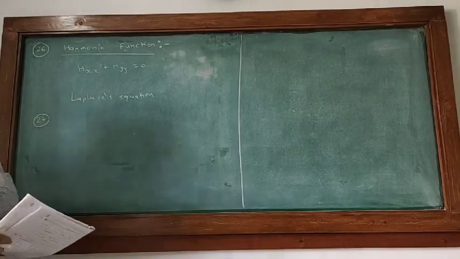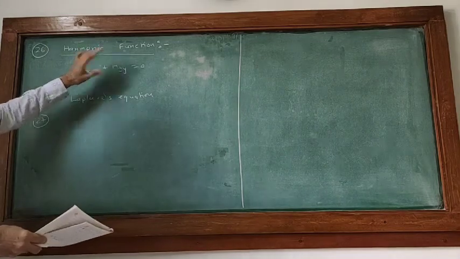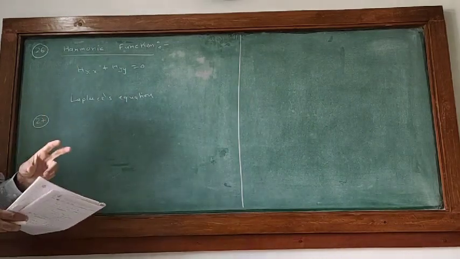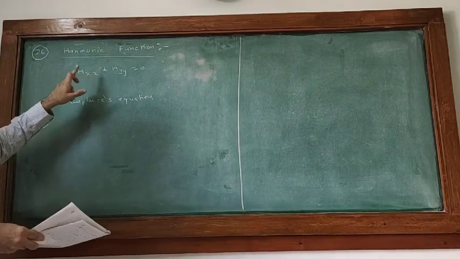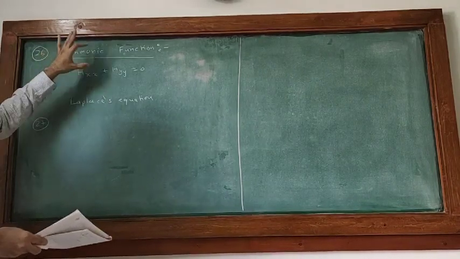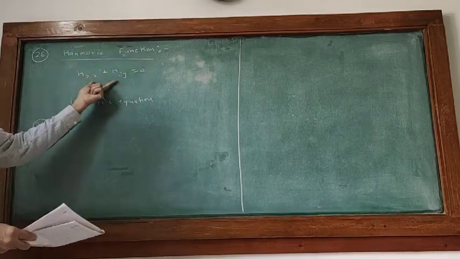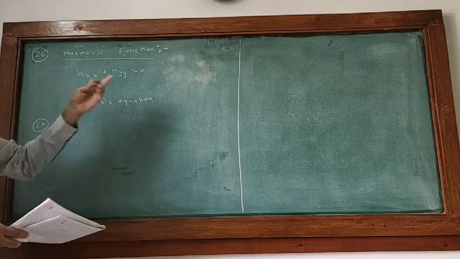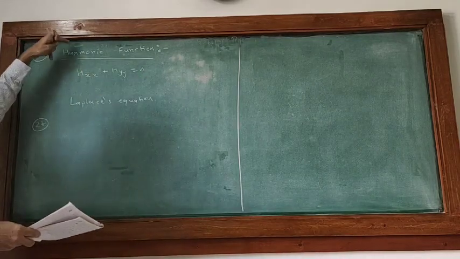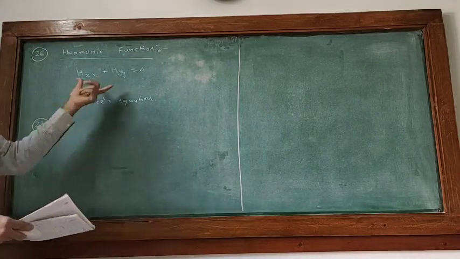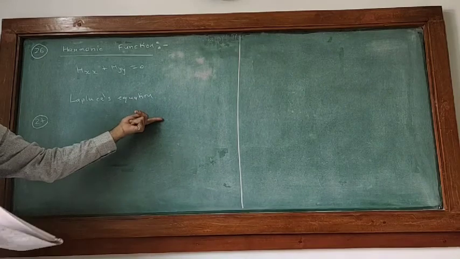Now there is one more definition, the definition of a harmonic function. If you differentiate a function twice with respect to x and twice with respect to y, and if you add these and the sum is equal to 0, we say that this function capital H is a harmonic function, and this equation is also known as Laplace's equation.